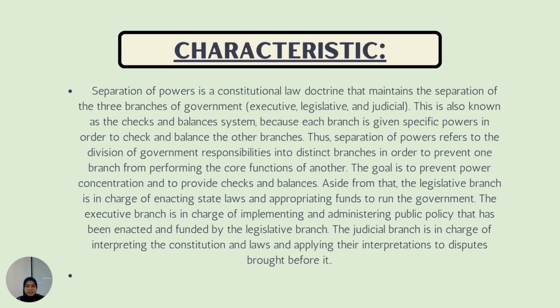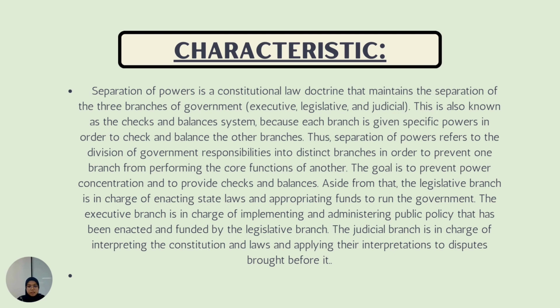I will explain about characteristics. Separation of power is a constitutional law doctrine that maintains the separation of the three branches of government: executive, legislative, and judicial. This is also known as the check and balance system because each branch is given specific power in order to check and balance the other branches. Thus, separation of power refers to the division of government responsibility into distinct branches in order to prevent one branch from performing the core function of another. The goal is to prevent power concentration and to provide check and balance.